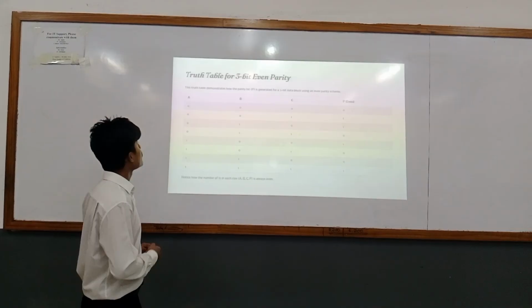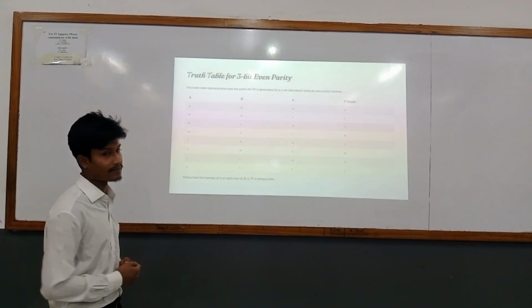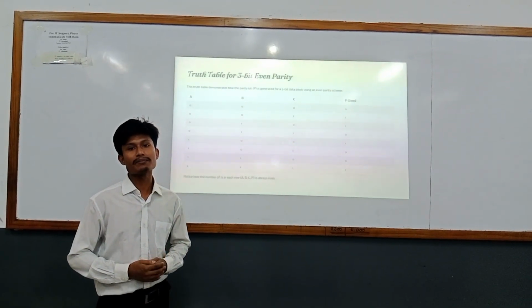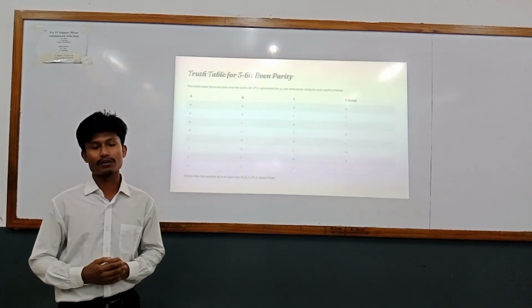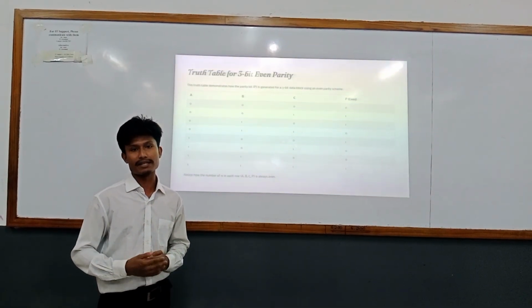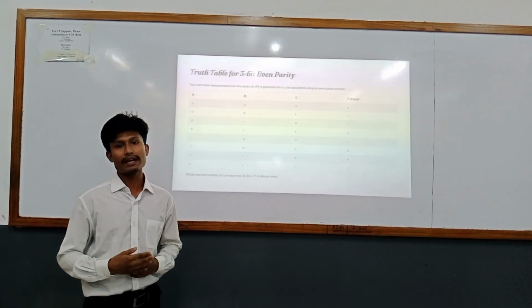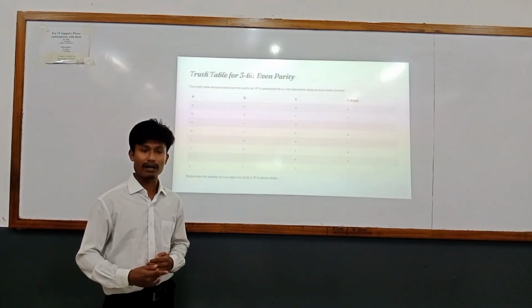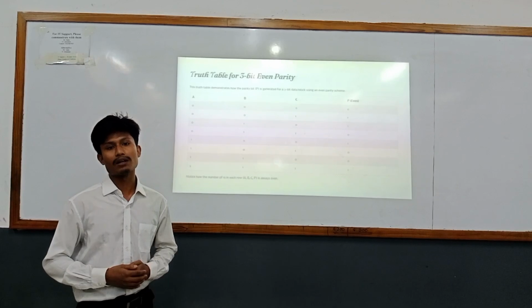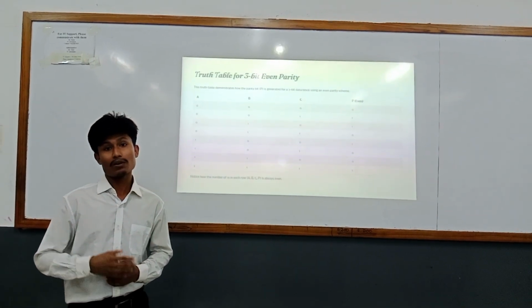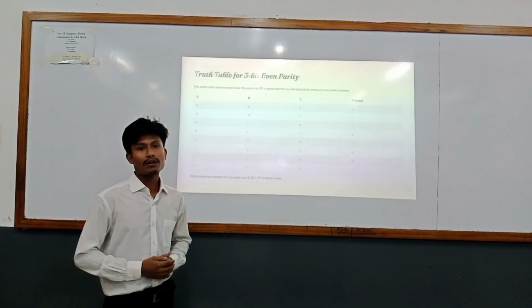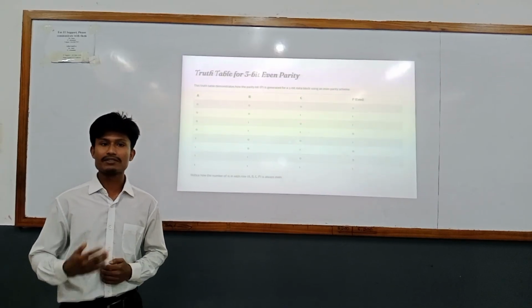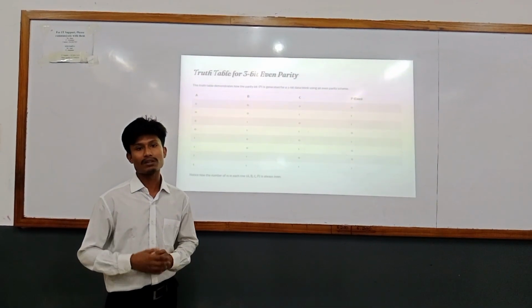Next slide, you can see the truth table for three-bit even parity. The truth table shows how the even parity is assigned. For every combination of A, B, and C, we choose P so that the total number of ones is even. If the inputs have an odd number of ones, P becomes 1. If they already have an even number of ones, P remains 0.